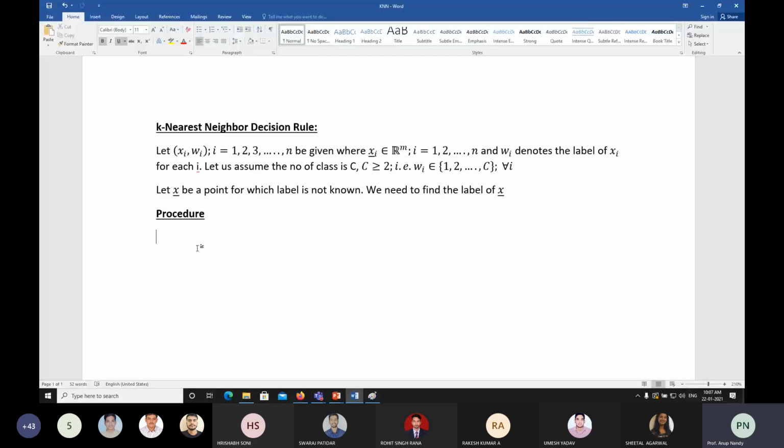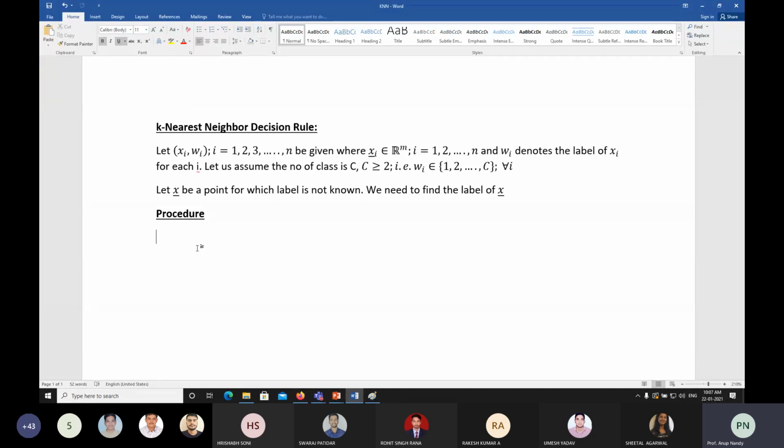Now let x be a point for which the class label is not given to you. Initially you have the training sample set, which has n points x1 to xn, and you have C classes. The class label for each point is known in the training set, and x is a point which needs to be classified. You need to find the class label of x.